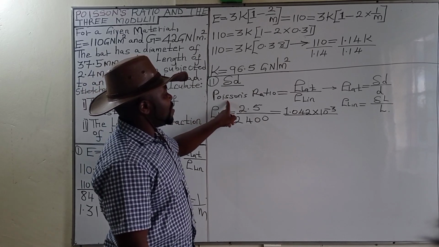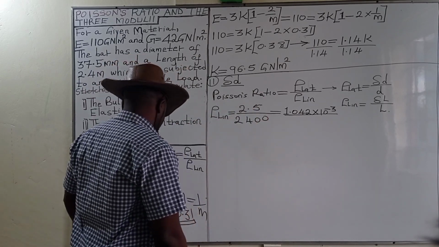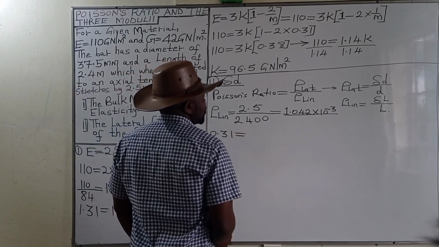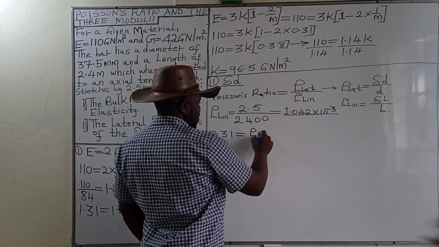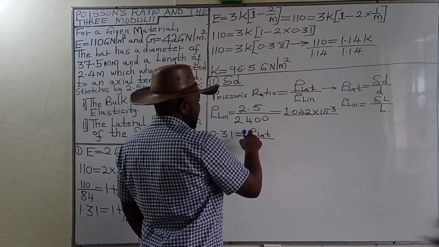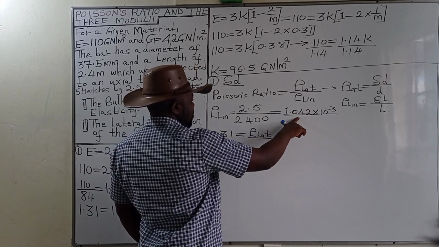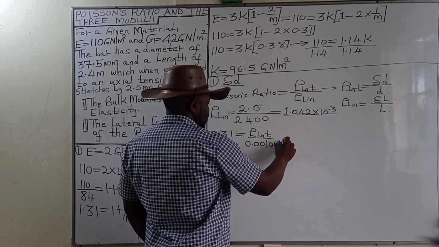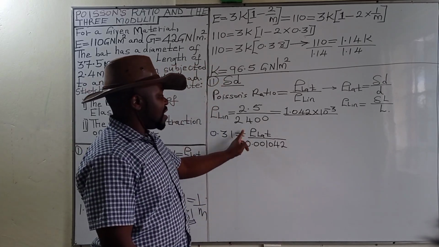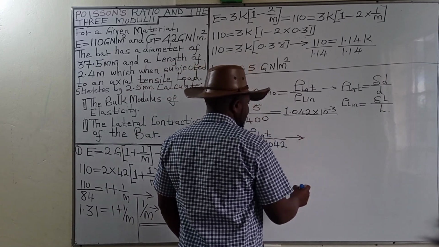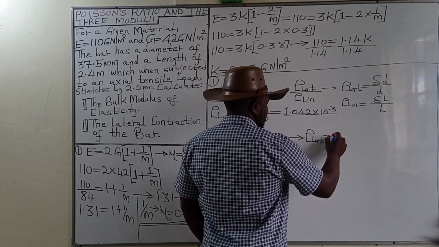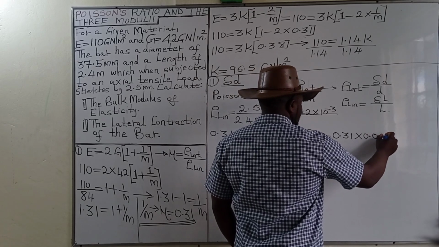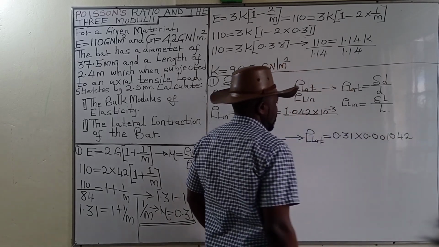So we can say that the Poisson's ratio, which we have as 0.31, is equal to the lateral strain divided by linear strain, which is 1.042 times 10 raised to the power of negative 3, or 0.001042. Now we can make the lateral strain the subject, and when we do that, the lateral strain will be given by 0.31 times 0.001042. That is what we are going to have.